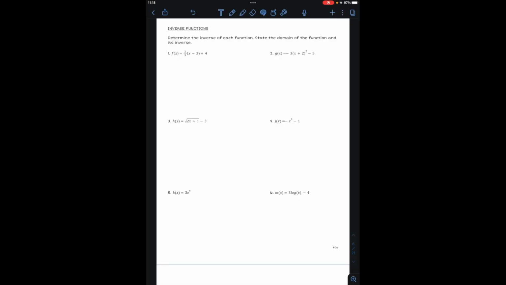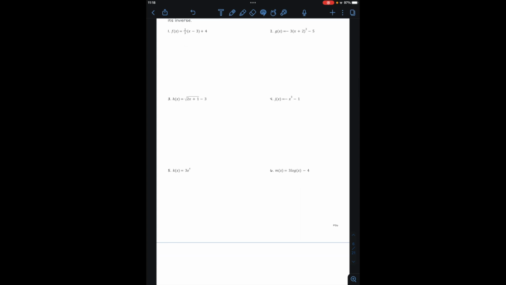Okay, moving on to page 6 of the 0.2 Algebra 2 review packet, we're going to look at the topic of inverse functions. So this page says to determine the inverse of each function, state the domain of the function and its inverse. So quickly, to recap inverse functions.